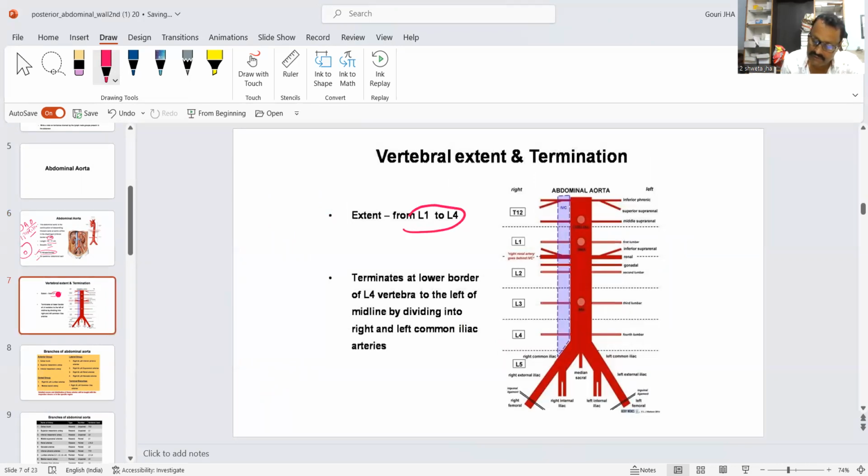You can see in this diagram that this is the aortic opening, and this is the abdominal aorta. From the lower border of T12 onwards, you can see the abdominal aorta, from L1 to L4. It terminates at the level of L4 into two common iliac arteries, right and left, which further divide into the external iliac artery and the internal iliac artery.